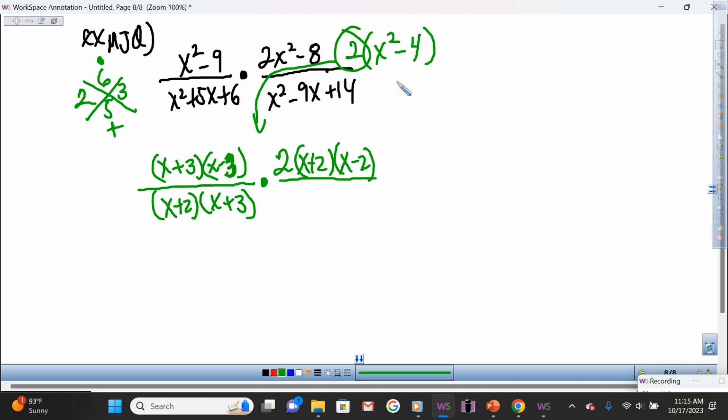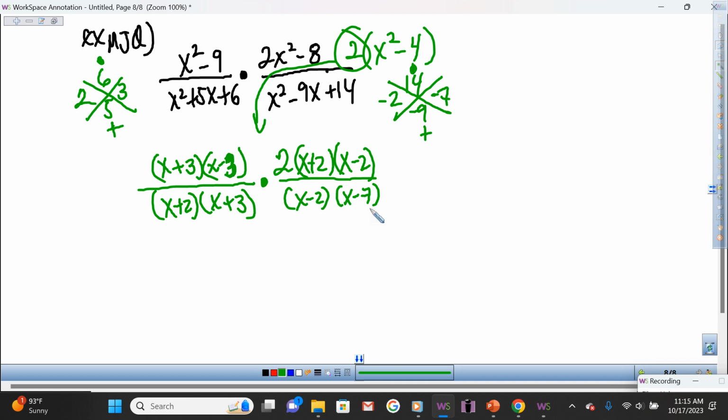All right, let's factor the denominator. So, what two factors of 14 add up to negative 9? Tell your neighbor, please. Two numbers. All right. Trinity, go. Negative 2 and negative 7. So x minus 2, x minus 7.